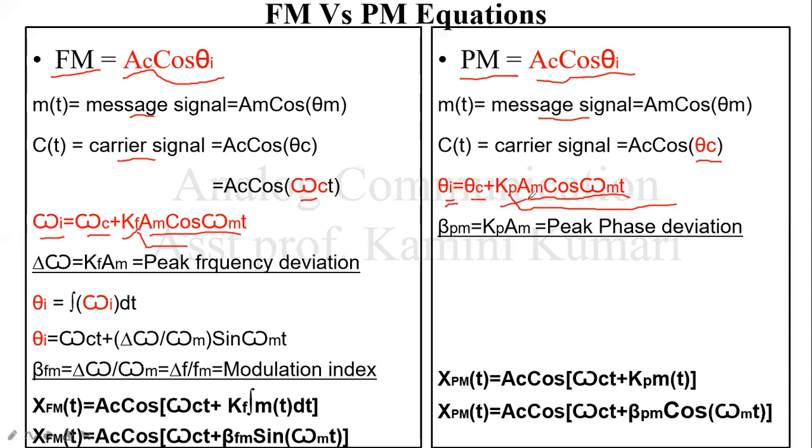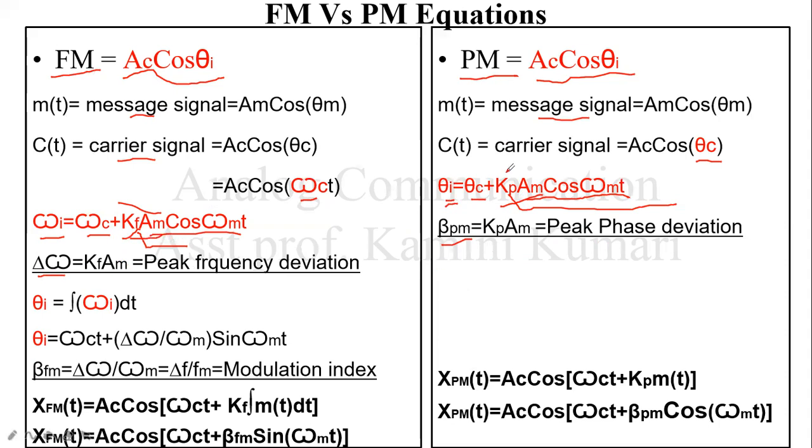This kp Am term is nothing but some constant, because both are constant terms. So in the case of PM, we call this kp Am the peak phase deviation, and we denote it by beta PM. We call it the modulation index also in the case of phase modulation. But in the case of frequency modulation, this kf Am constant term we call the peak frequency deviation, denoted by delta omega, not beta.